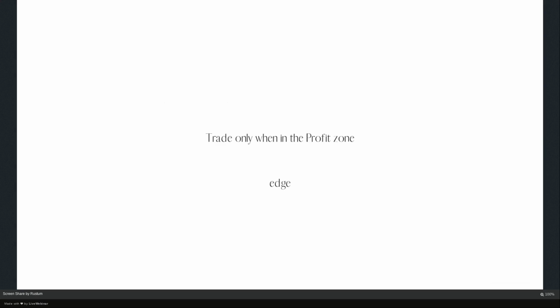Trade only when we are in the profit zone. Yeah, this is the edge that we have. So we're finding our zones. That's one of the edges that we have, probably over retail traders all the time. We are looking for an area to trade in.